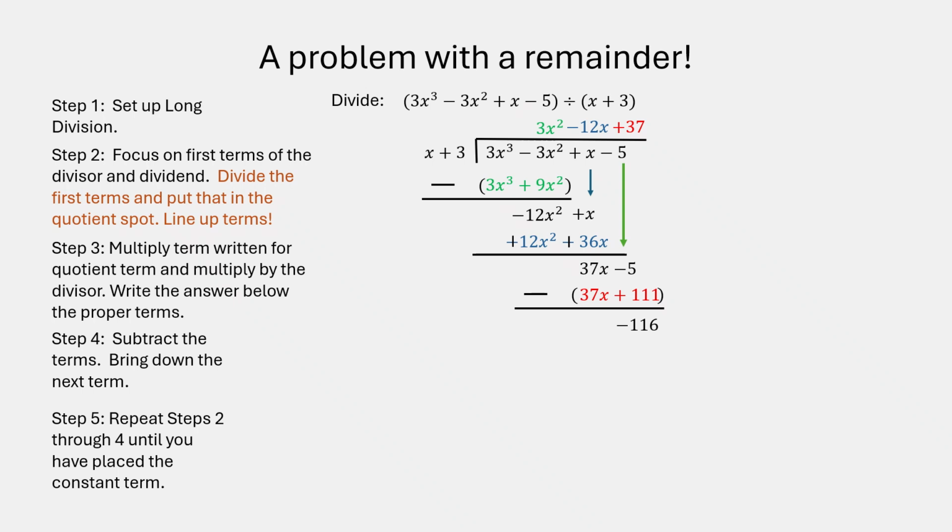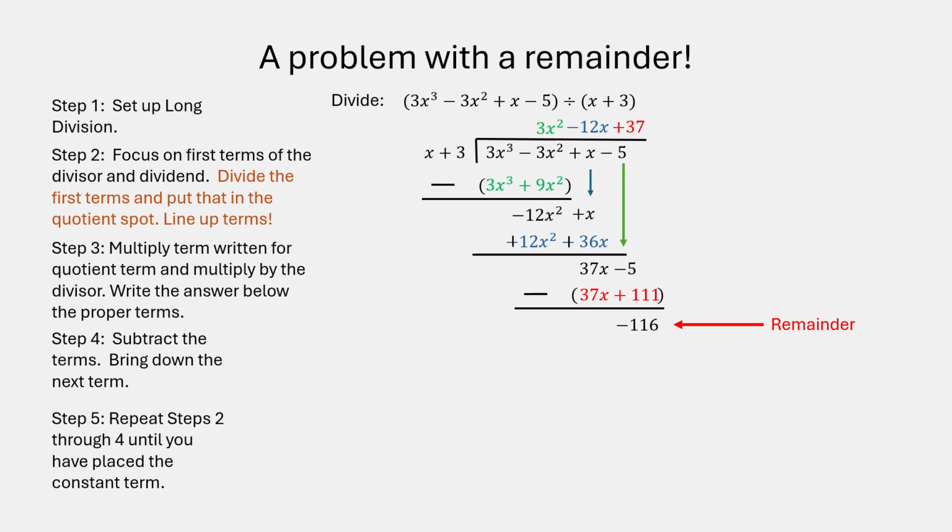We turn this into a fraction. Just like if we had a remainder with numbers and you were dividing something by 4 and you had a remainder of 1, you'd end up putting a 1 over 4, 1/4. We'll do the same thing here. So we have two options.